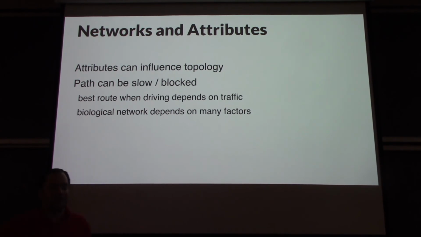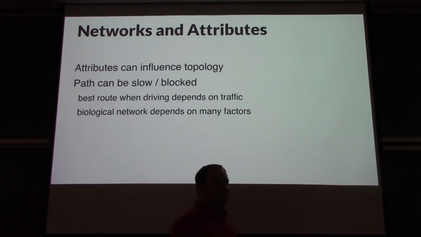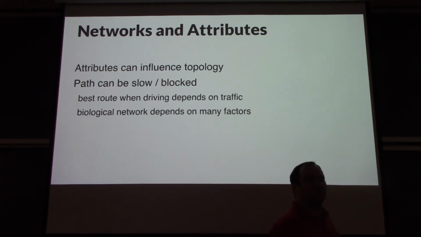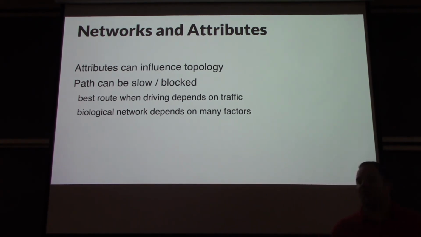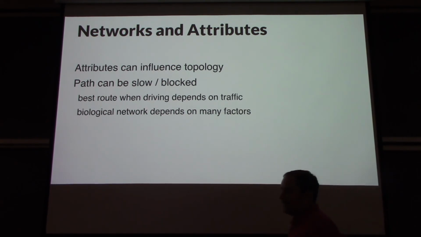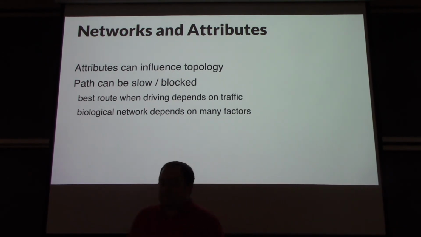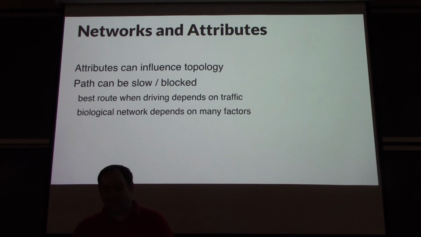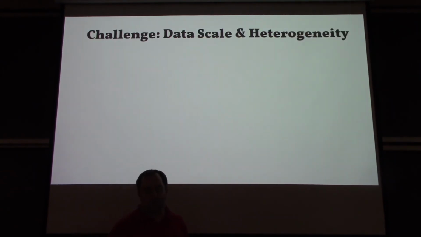Another example would be that the best route when driving somewhere depends on the traffic, right? You care about the attributes along the network. How congested is the street at a certain time? So there is very often an interdependency of the topology and the attributes.